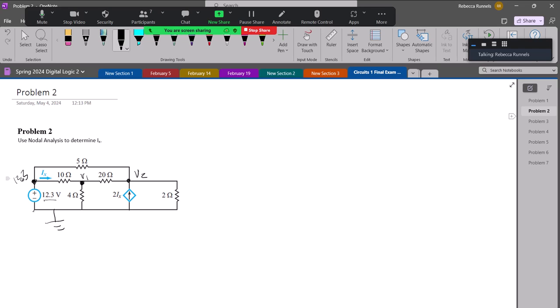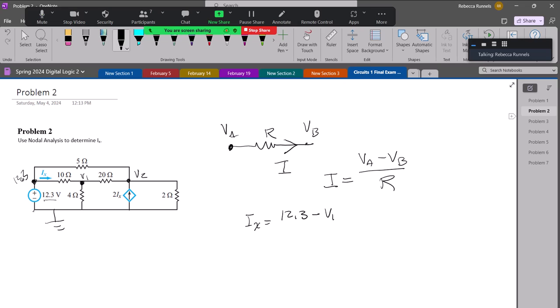And I'm not going to worry about the IX. It looks like I have to worry about the IX because of my dependent source here. So I'm going to go ahead and write down what IX is in terms of my nodes. So remember, whenever you have a current, and I have a voltage on this side and a voltage on this side, and I've got a resistance, then the current equals the voltage, looking at the direction the current is going, the voltage from where it's starting minus the voltage on the other side over the resistance. And so IX here equals 12.3 minus V1 over 10, or I can write that as 1.23 minus 0.1 V1 is IX.